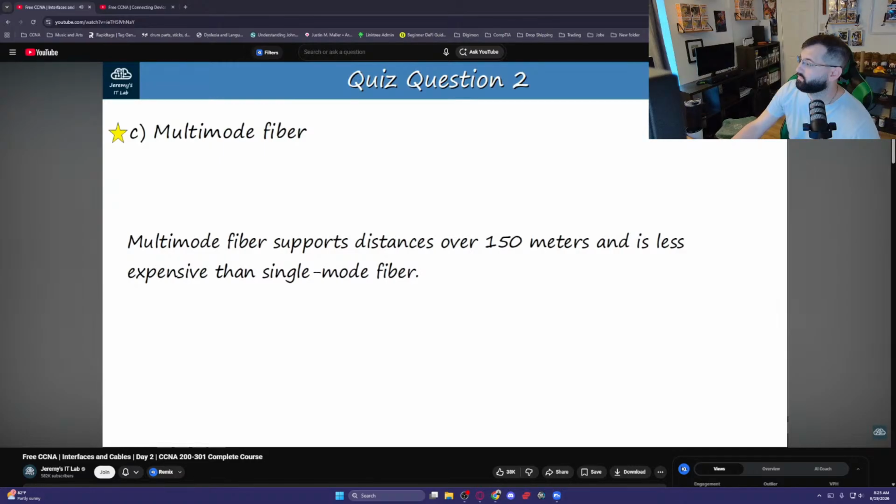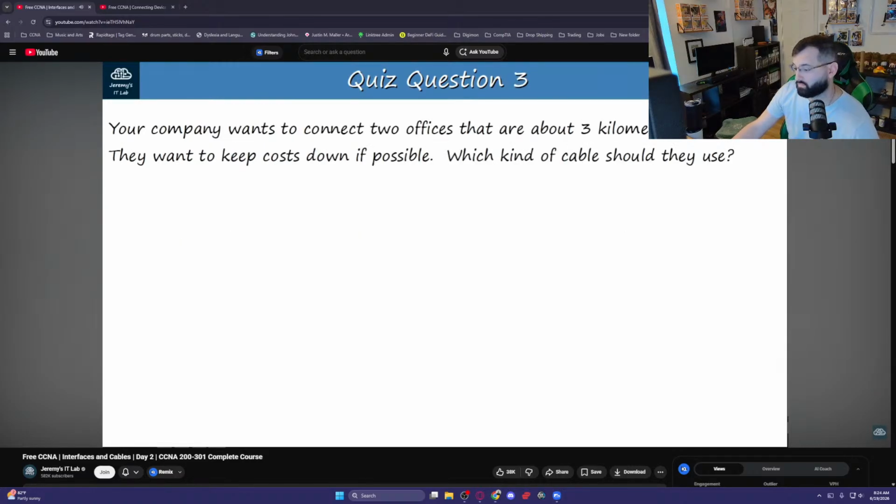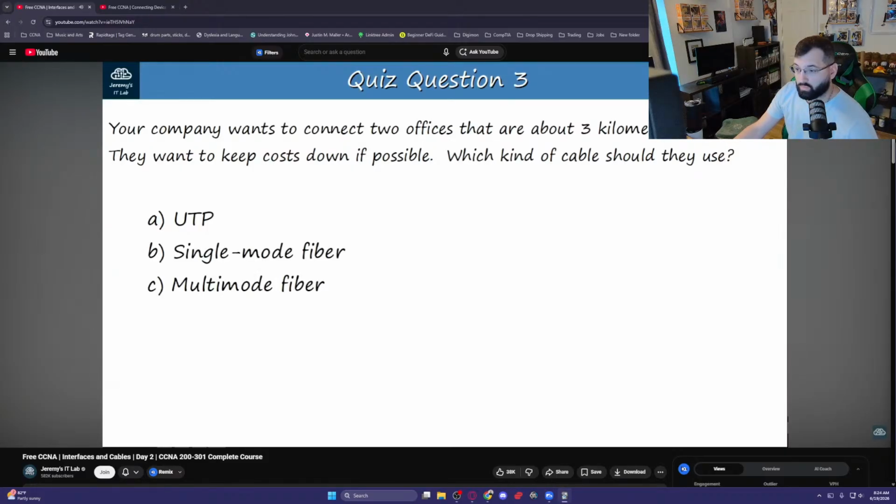Let's go on to question 3. Your company wants to connect two offices that are about 3 kilometers apart. They want to keep costs down if possible. Which kind of cable should they use? A, UTP. B, single-mode fiber. Or C, multi-mode fiber. Pause the video to think about your answer. 3 kilometers, the answer is single-mode.